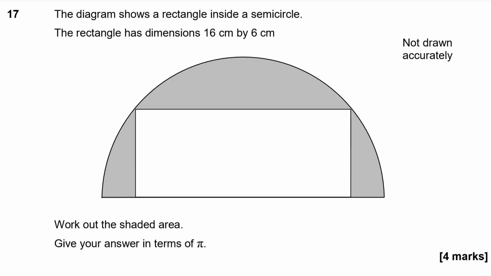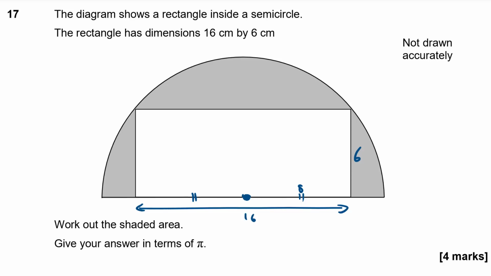Okay, so we know the dimensions of the rectangle. It's 6, and from here to here is going to be 16. Now the center of the circle, of which the semicircle is half, is going to be here, isn't it? So that is going to be halfway between there and there. In other words, this half is going to be 8.